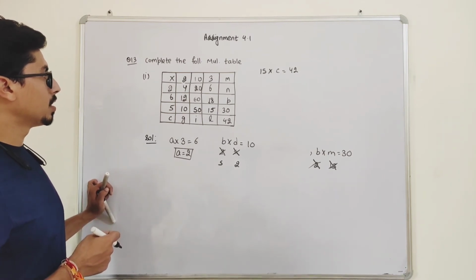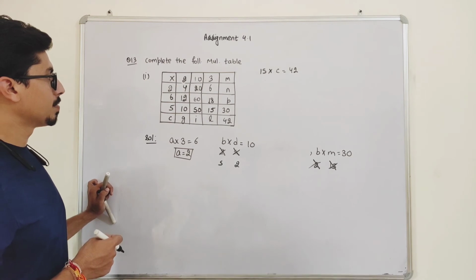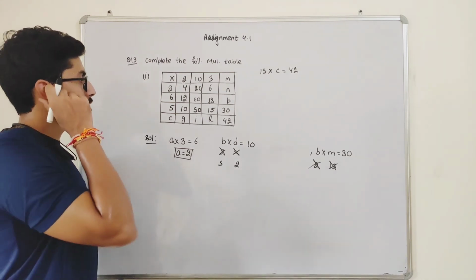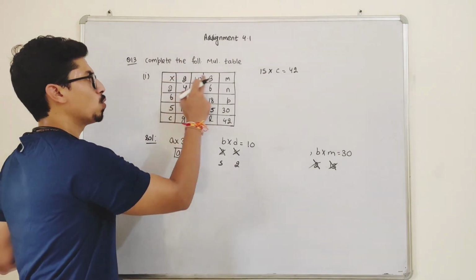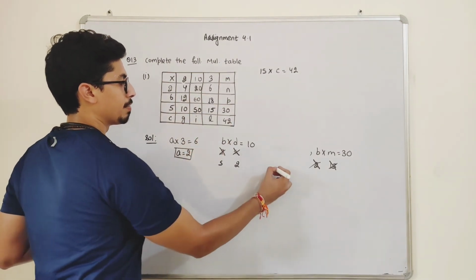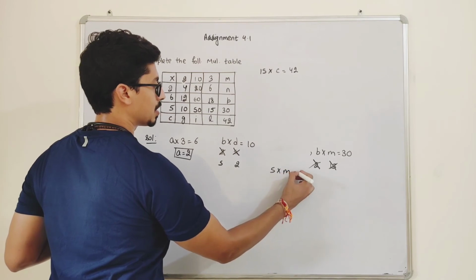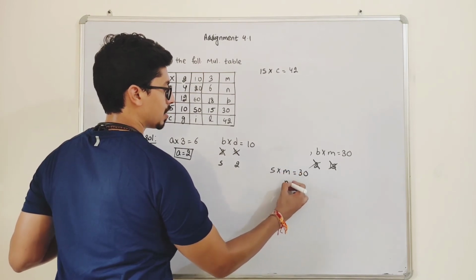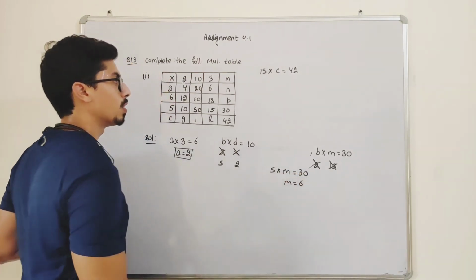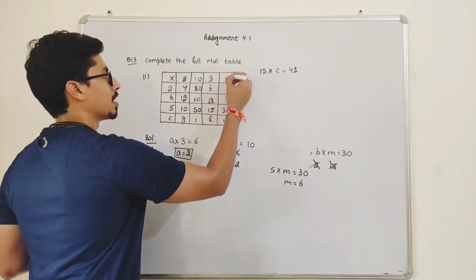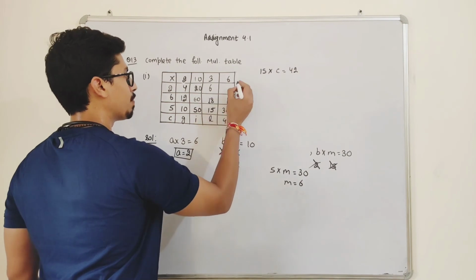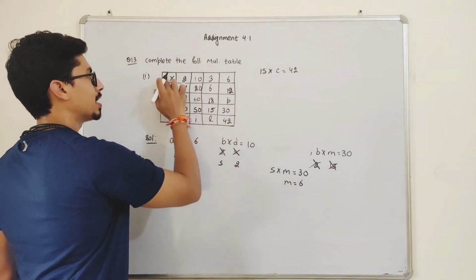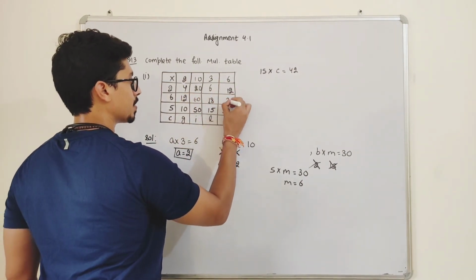See students, I can find the value of M. How? See, 5 into M is 30. So M is 6 now. So the value of M is 6. If M is 6 students, 2 into 6 is 12. 6 into 6 is 36.